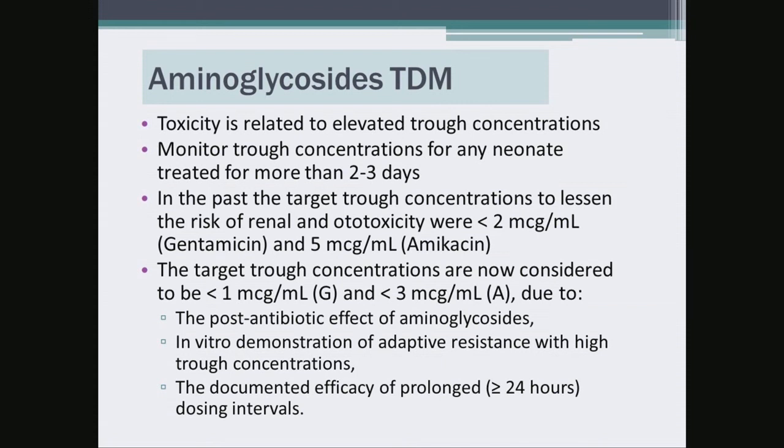So I said we should do TDM for aminoglycosides for babies who are being treated for more than 2 or 3 days. And remember that the toxicity is related to elevated trough concentrations. It was thought in the past that the target trough concentration to decrease both renal and ototoxicity would be less than 2 mics per ml for gentamicin and less than 5 mics per ml for amikacin. But now we consider those too high, and the target should be less than 1 microgram per ml for gentamicin and less than 3 micrograms per ml for amikacin.